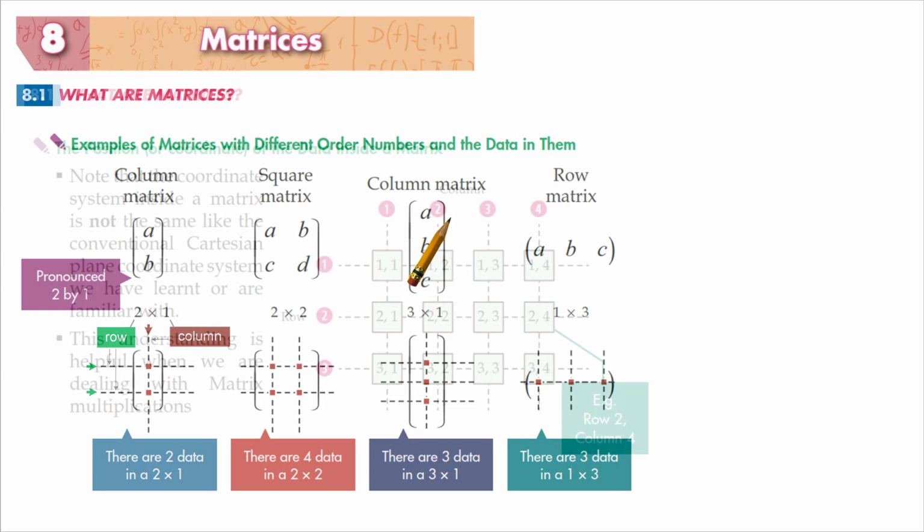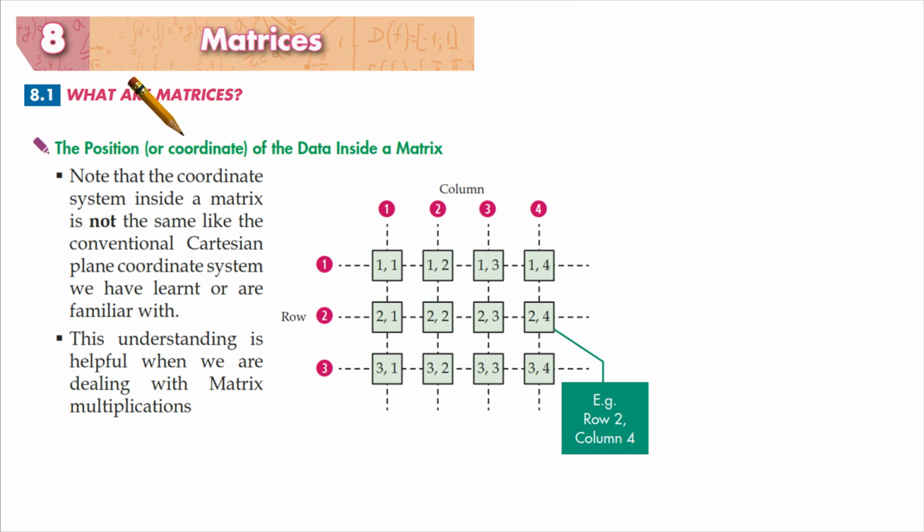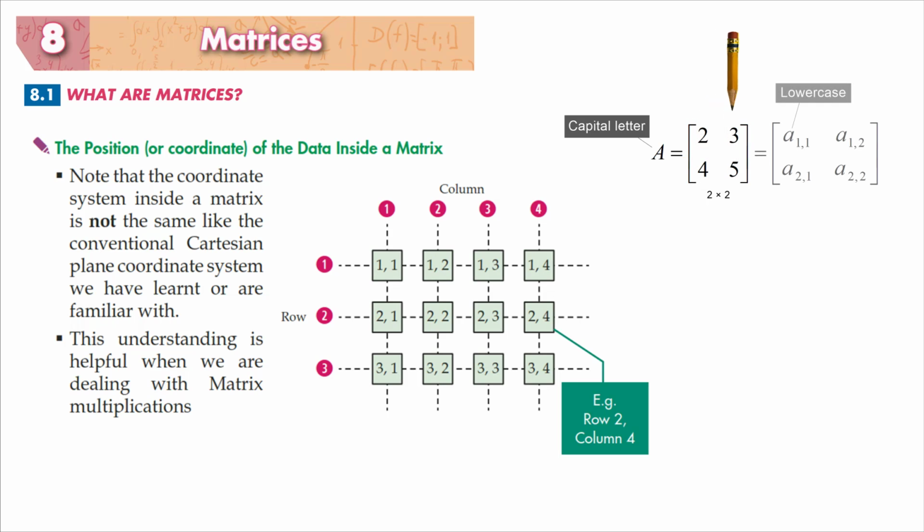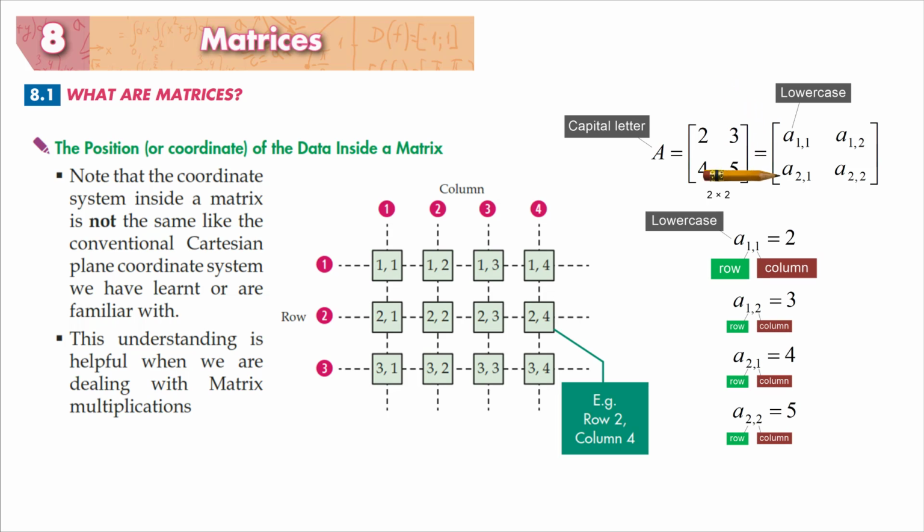The next thing we'll be looking at is the coordinate system inside the matrix that addresses each of the elements inside it. Consider a 2 by 2 matrix called A with 4 elements, 2, 3, 4, and 5. And we usually use capital letters to denote matrices. It has 2 rows, row number 1, row number 2, and 2 columns, column number 1, column number 2. Each of the elements inside the matrix A can be addressed, and we use lowercase letters for that. It is addressed by the row number and then the column number.